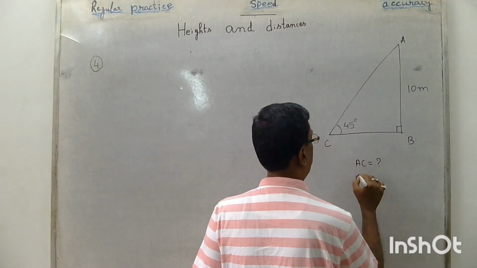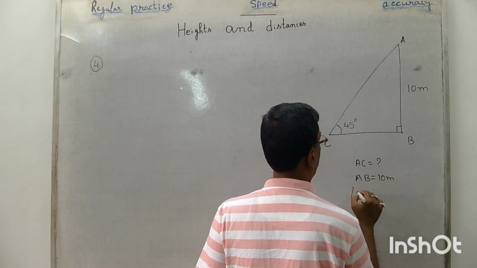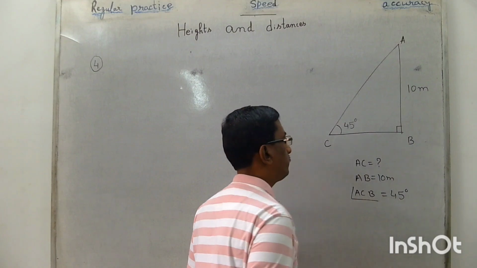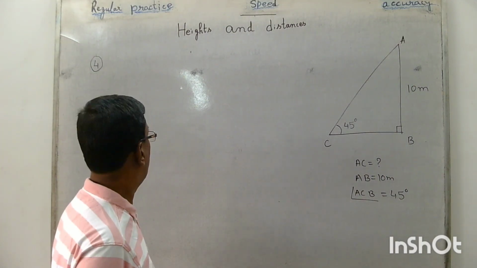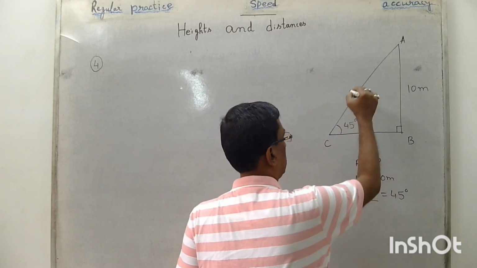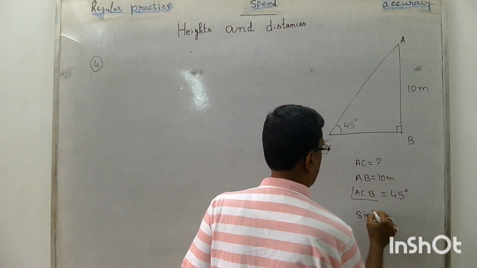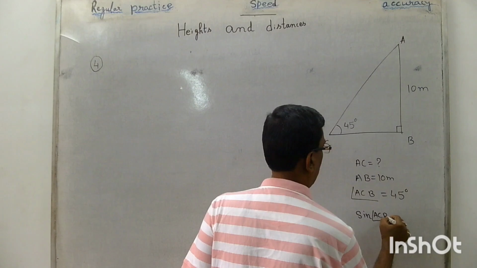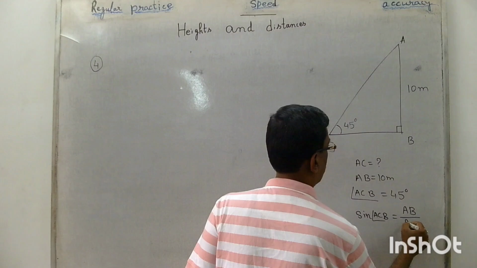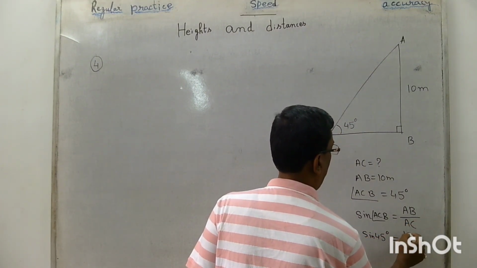AB is 10 meter and angle ACB is 45 degrees. So hypotenuse and perpendicular, that means sine ACB equals perpendicular by hypotenuse. Sine 45 degrees equals 10 by AC.